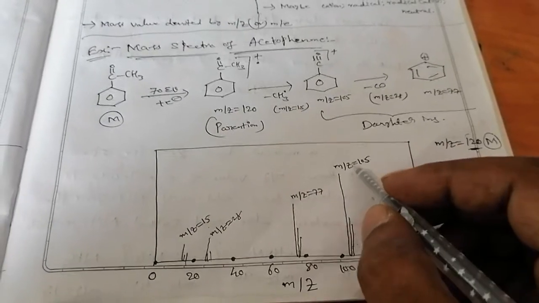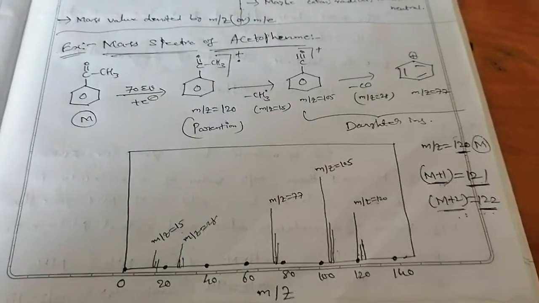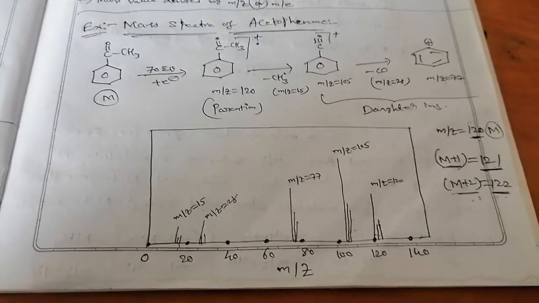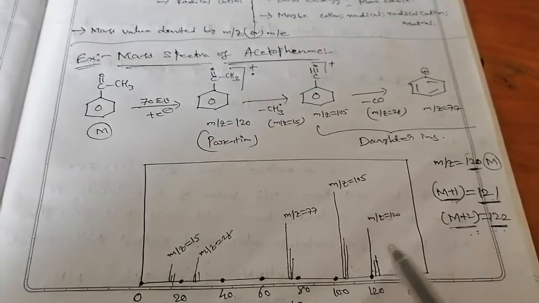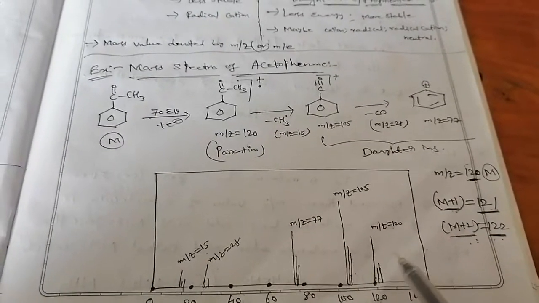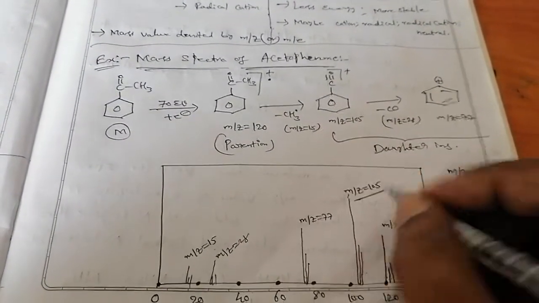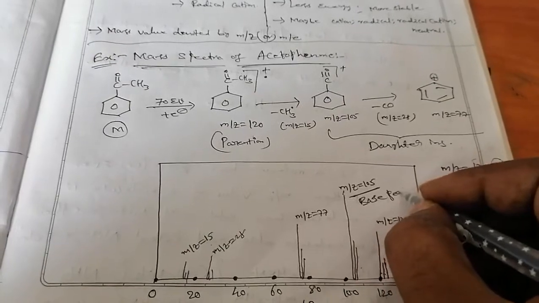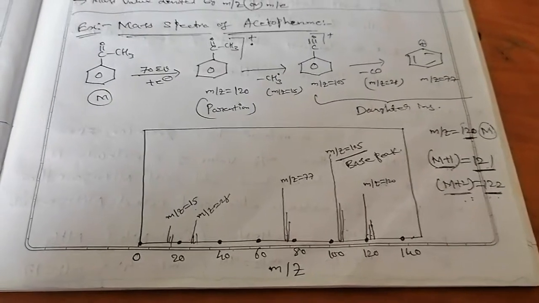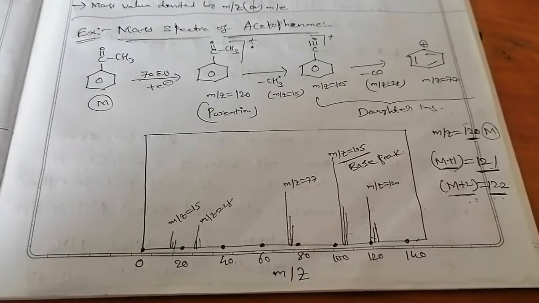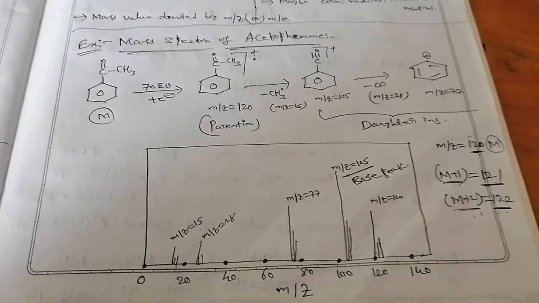Why is it drawn taller? It is based on the stability of the fragmented ions. Based on the stability of the fragmented ions, we draw the intensity of the peak. If a fragmented ion is highly stable, it will have a high intensity peak. A very tall peak is called the base peak. The base peak is the peak with the highest intensity in a mass spectrum, due to the high stability of the fragmented ion.